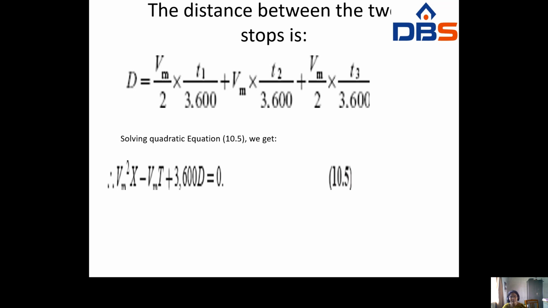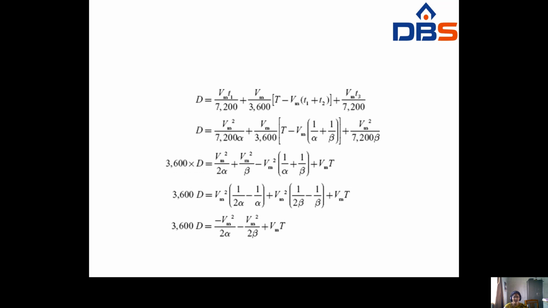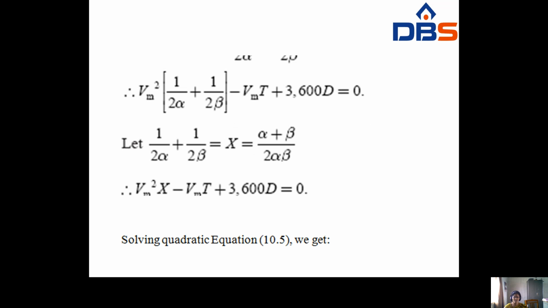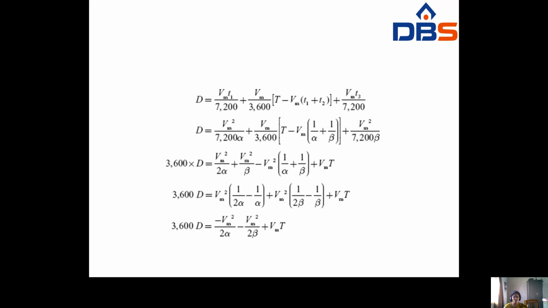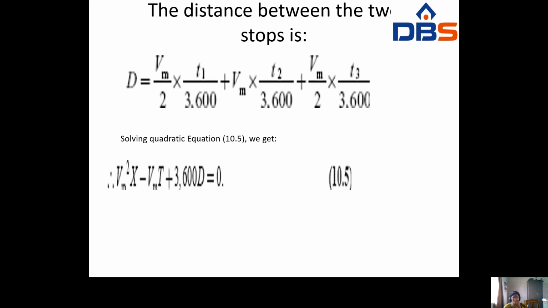This becomes a quadratic equation. When you simplify the whole equation and solve the quadratic, you get Vm square x minus Vm t plus 3600D equal to 0. Now let us see why you get this equation.